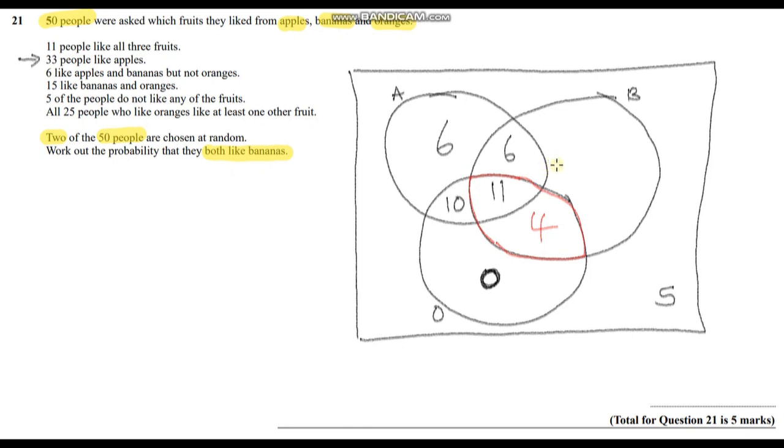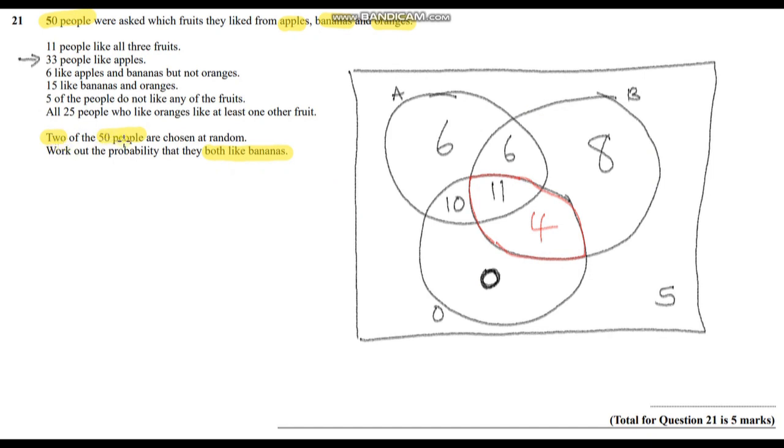What else can we do? So we filled in everything apart from this. This is the only one we've got left, but we are told that there are 50 people who were asked. So I'm just going to get the calculator out and add up everything. 6 plus 6 plus 10 plus 11 plus 4 plus 5. I don't need to write plus 0. That gives us 42. So this must be 8. So now we've filled in the Venn diagram, let's answer the question.